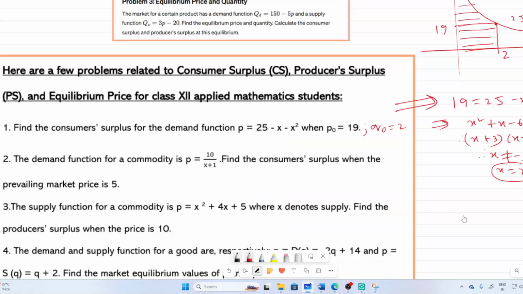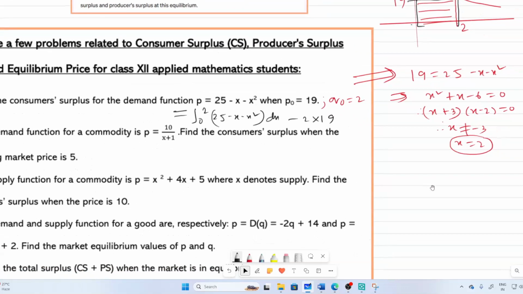How to get it? What is the method? This total area we will find, we will integrate from 0 to 2. From there we subtract this area. Just as I told you, 19 into 2 we will subtract. So this is going to be the integral from 0 to 2 of 25 minus X minus X squared dx, minus 2 into 19. Just simplify it to get the answer. That will be the value of consumer surplus. In my calculation I got 22 by 3. You check with your own calculation.